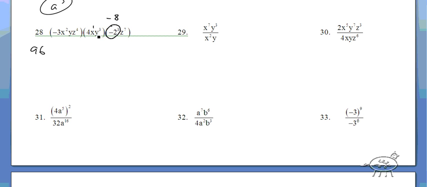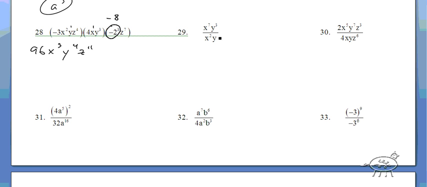X squared times x to the 1st is x to the 3rd. Y to the 1st times y to the 3rd is y to the 4th. Z to the 4th times z to the 7th is z to the 11th. And that's your answer.